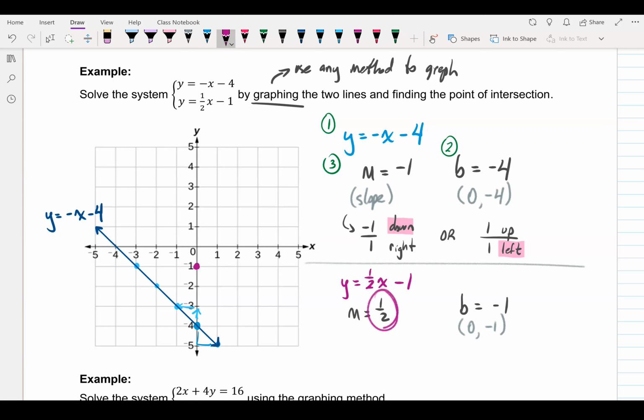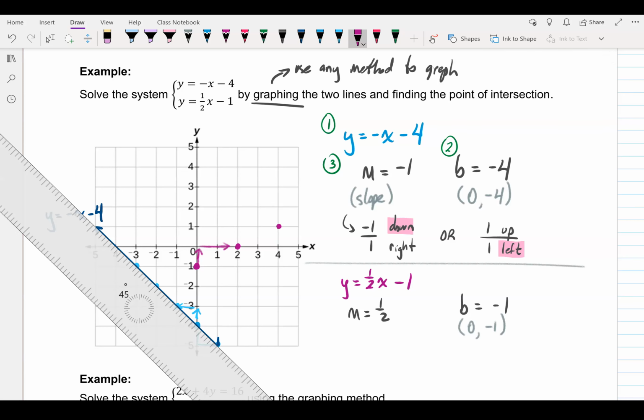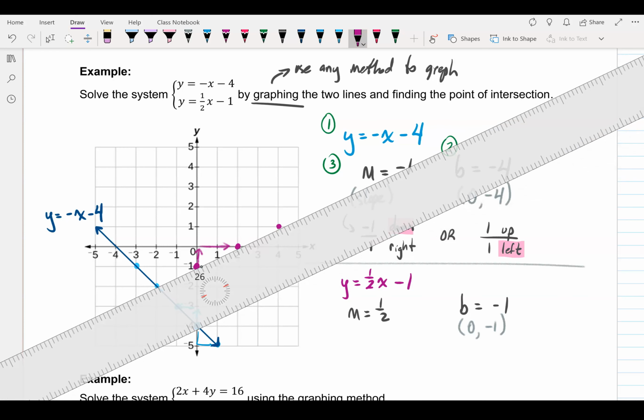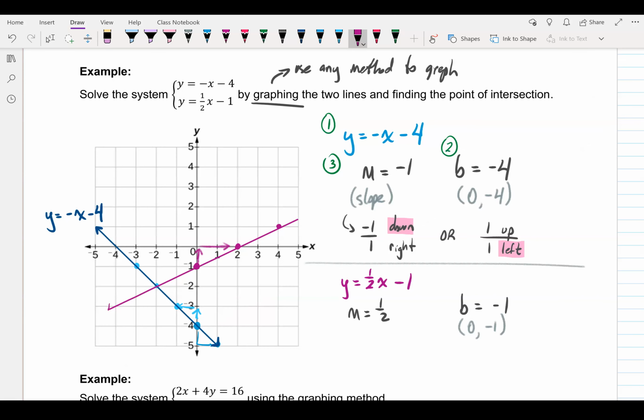This slope means up 1, right 2. So I go up 1, right 2, and I can find a second point. If I play the same game again, up 1, right 2, I get this point. And that's plenty. You actually only would need to do it once in order to get your graph. So let's see if I can do that. Okay, I'll say that these go on forever if I needed to. The line I just drew was y equals 1 over 2 x minus 1.